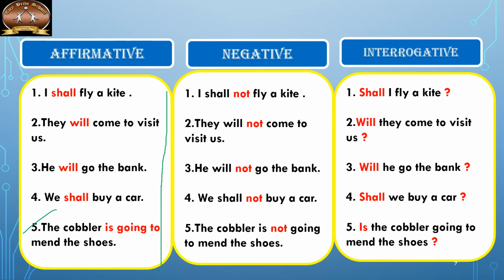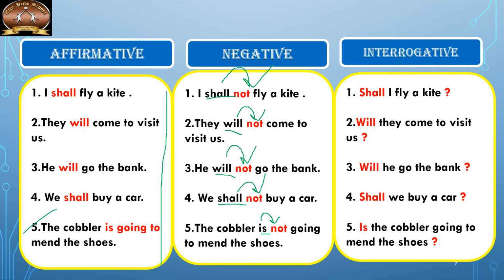Now, to change into negative, shall is the helping verb, insert not after it. I shall not fly a kite. They will not come to visit us. He will not go to the bank. Then we shall not buy a car. And fifth is, the cobbler is not going to. So here is the first helping verb, so we will insert not after the first helping verb. The cobbler is not going to mend the shoes.